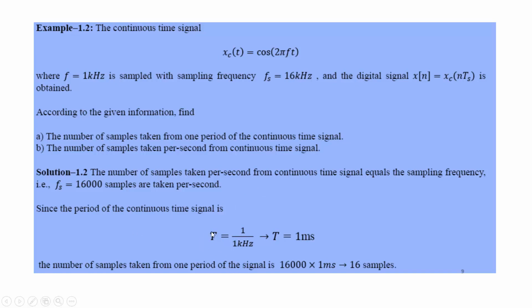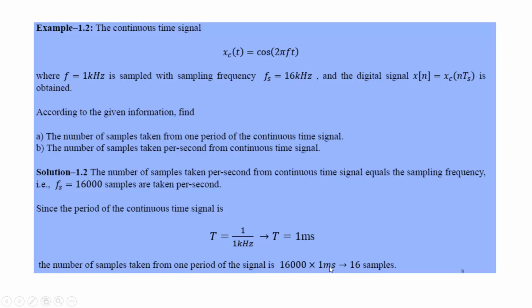That means if T is the period of the signal, it is equal to the reciprocal of the frequency of the signal, which is given as 1 kilohertz. So 1 millisecond will be the time period. And what is the sampling frequency given? The sampling frequency given is 16 kilohertz.